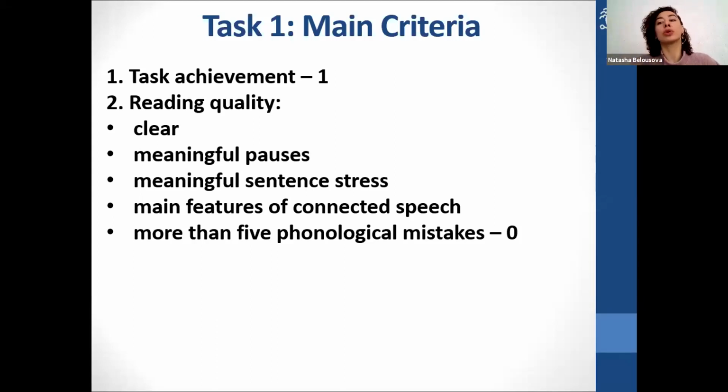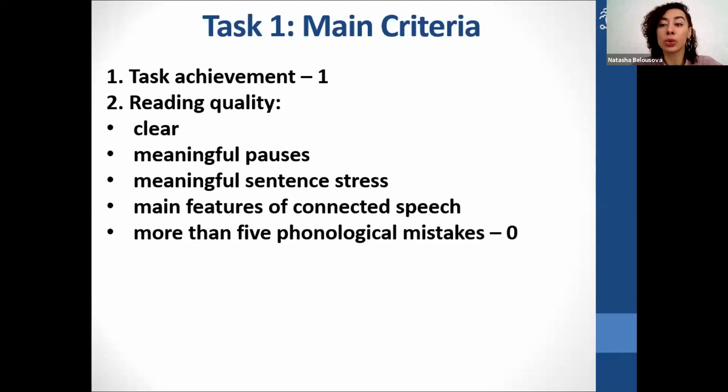So when we say phonological mistakes, this could be a word which is pronounced incorrectly. This could be the wrong sentence stress. This could be the wrong word stress, of course. A lot of pauses throughout the text that are not meaningful. So they're all phonological errors, okay?